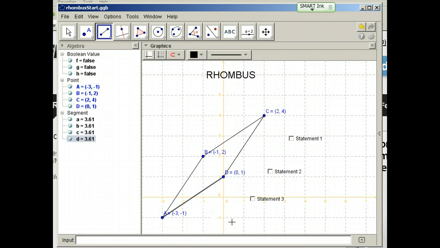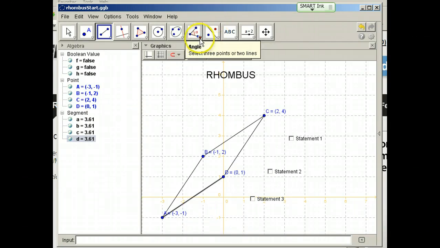We then wish to prove if this quadrilateral is a special quadrilateral of any kind. And we'd first like to prove that it is a parallelogram. So to prove that a figure is a parallelogram, we need to show that the opposite pairs of sides are parallel to each other. We do this with slope.